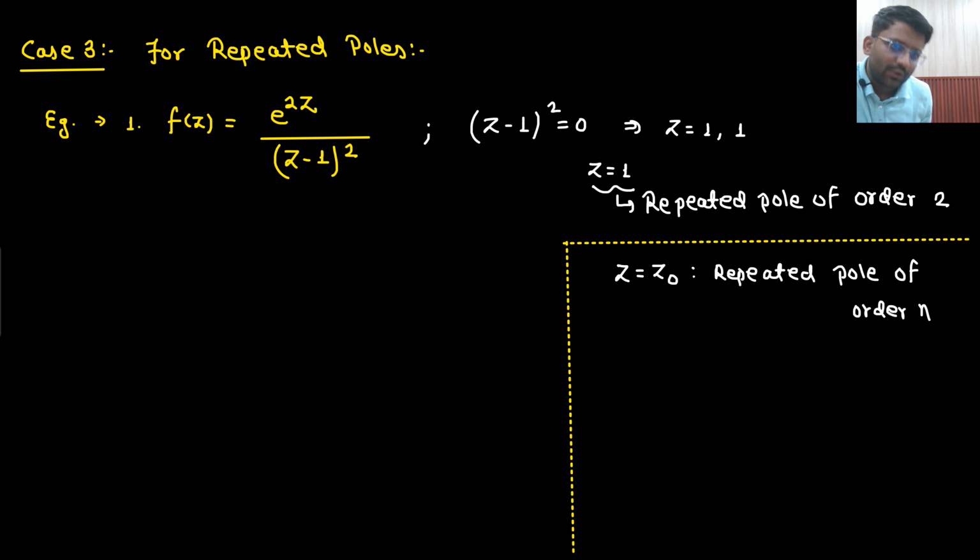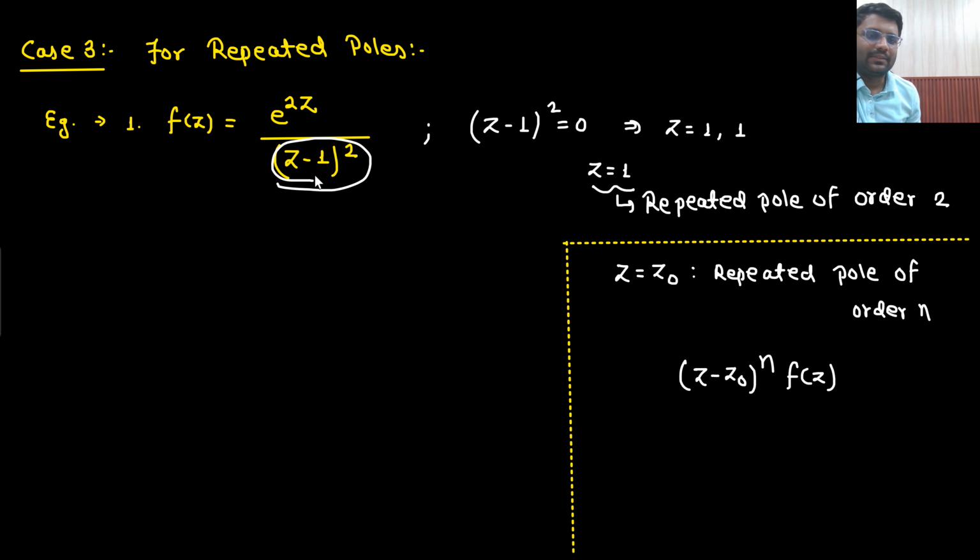Order 2. So what you need to do? You need to multiply (z minus z naught) to the power n with f of z. This is what you will do. Basically, what I mean to do is that I will nullify this. Who is creating the problem? Sir, z equals to 1 is creating the problem. That means, sir, this factor is creating the problem. So just nullify it. So what you will do? The same process that we were doing, (z minus 1) whole square multiply with f of z.